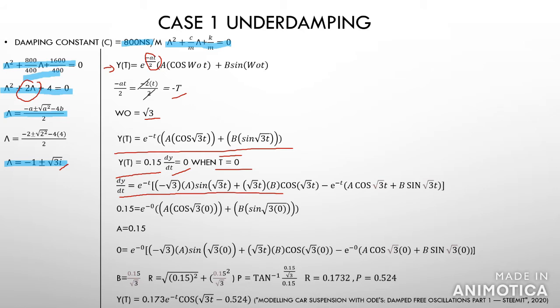I get it using the product rule, where I let this be my u and this be my v. Once I get my derivative, I'll just sub in my values. Therefore, I get a equals 0.15 and b equals 0.15 over the square root of 3. Then I have to change it to a phase shift amplitude equation. So I get the square root of a squared plus b squared here, then arctan of b over a, and this is my phase shift equation.